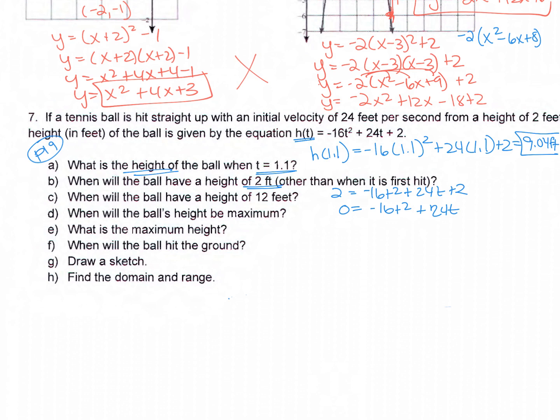You could also use a equals -16, b equals 24, and c equals 0 in the quadratic formula, and you're going to get the exact same two answers. You can refer to the answer key for that.